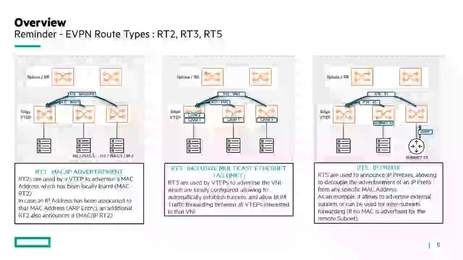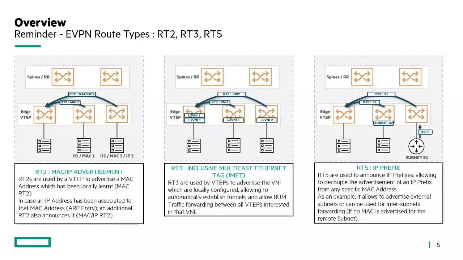For route type 5, these are used to announce IP prefixes, which allows the decoupling of the advertisement of an IP prefix from any specific MAC address. In this case, these are just external subnets, so there's no MAC actually advertised for the remote subnets, but this is how the other VTEPs become aware of those external subnets, as described here in the diagram.